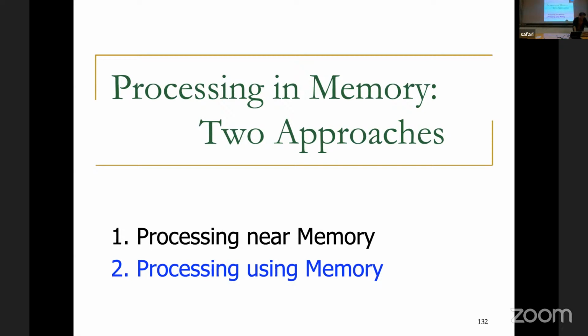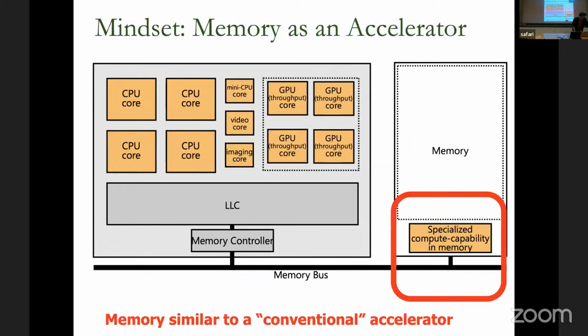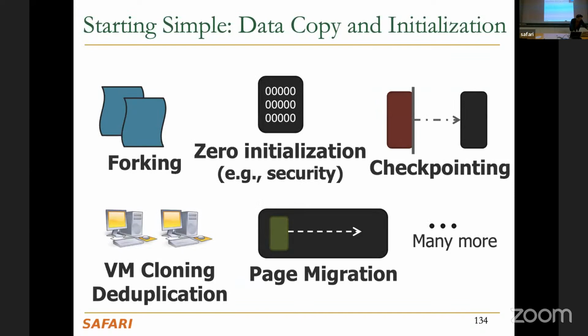Let me very briefly, because we don't have so much time, quickly go over the other type of approach, all right? Processing using memory. Still, we see memory as a conventional accelerator, but now computation is not being done in a separate unit near the memory. No, now computation is going to be done with the memory itself, and that's what makes it even fancier.